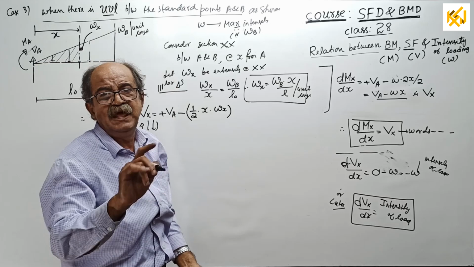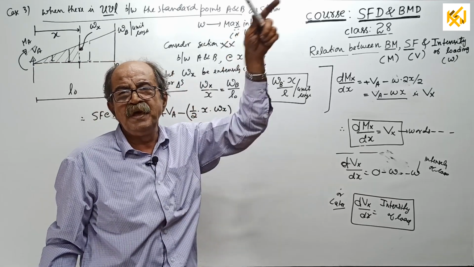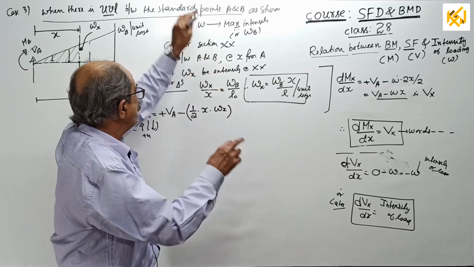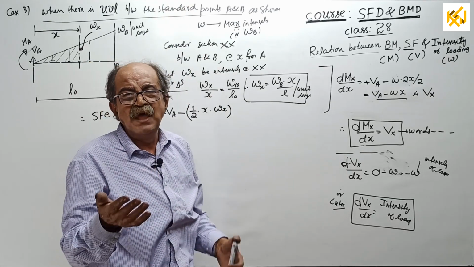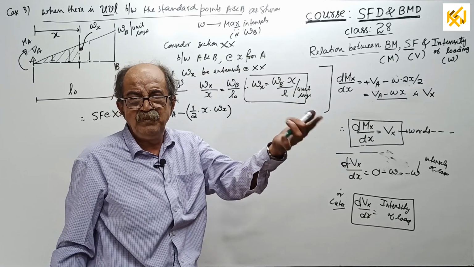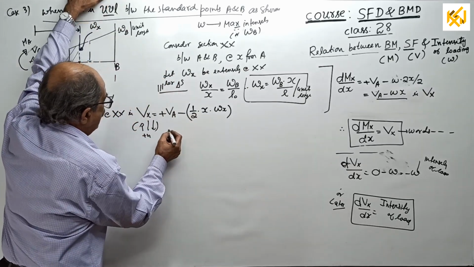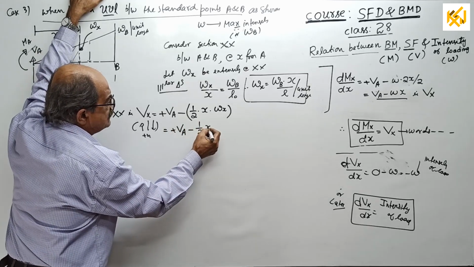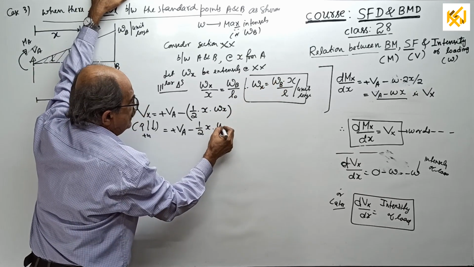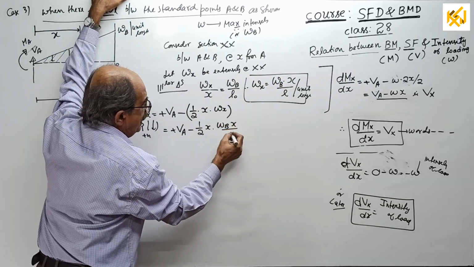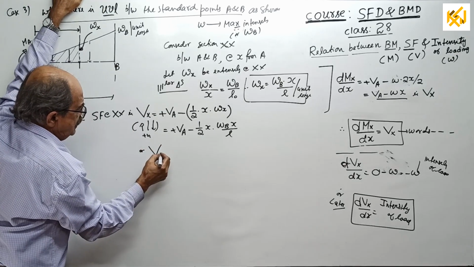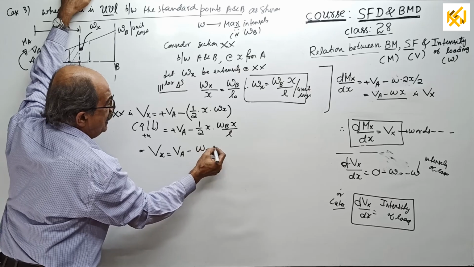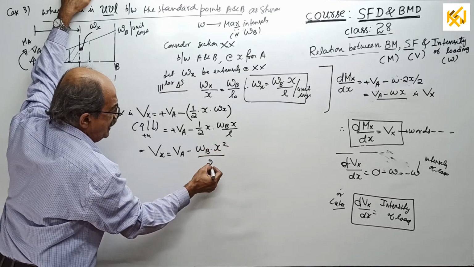I am not explaining why, because you should have gone through my earlier class on uniformly varying load and correctly understood how to find the total load for UVL. How many times I shouted in the class, you will know if you go to that class. Now, Vx equals plus VA minus half into X into W suffix X, which is WBX divided by L, or you can say your shear force Vx equals VA minus WB into X square by 2L.